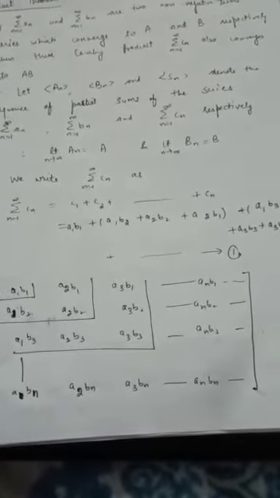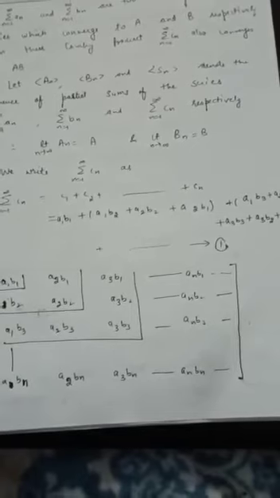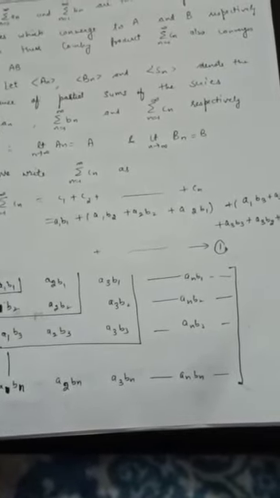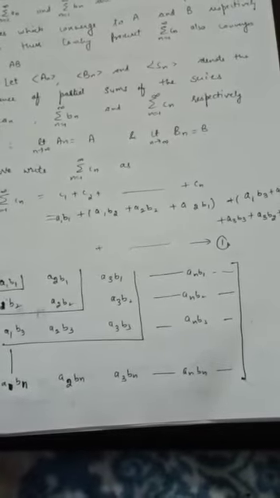Now we write summation cn as c1 plus c2 plus c3 up to cn, and c1 is a1 b1, c2 means a1 b2 plus a2 b2 plus a2 b1, and last cn is a1 bn plus a2 bn minus 1 plus a3 bn minus 2 up to an b1. How we are taking this? See in the table. This is not Cauchy product.